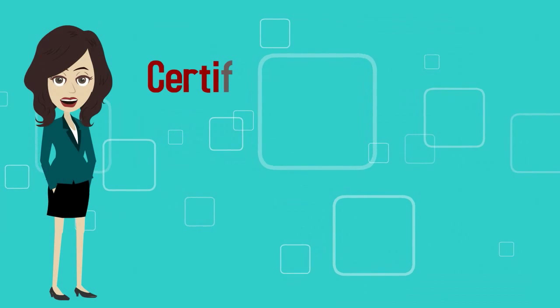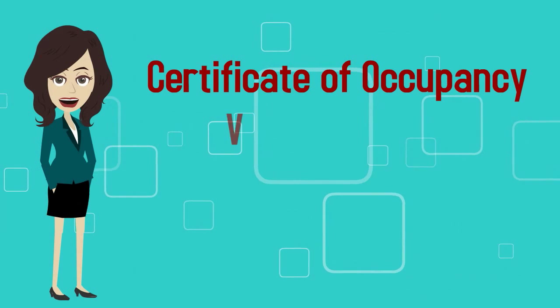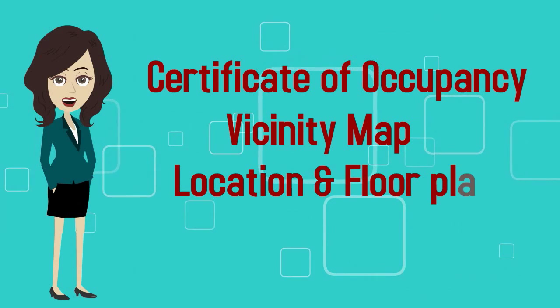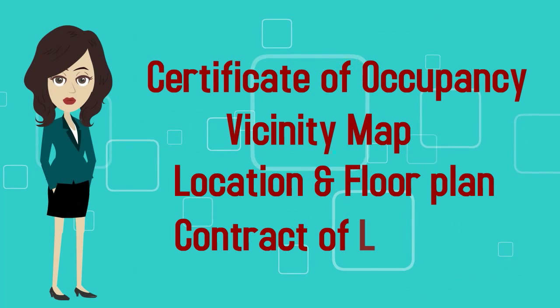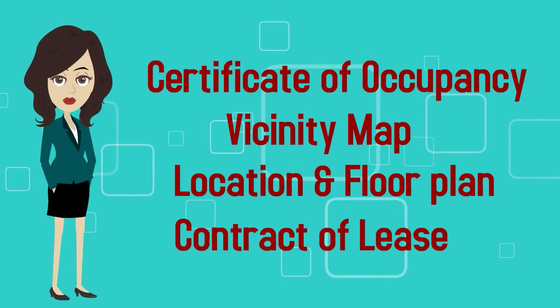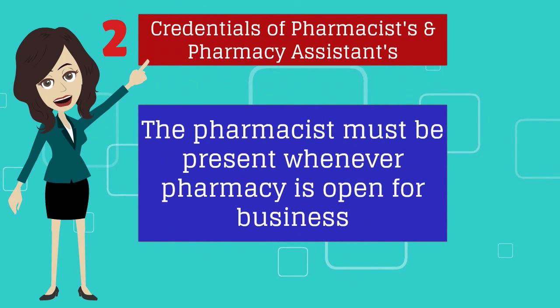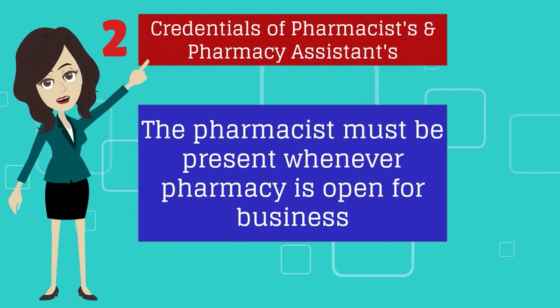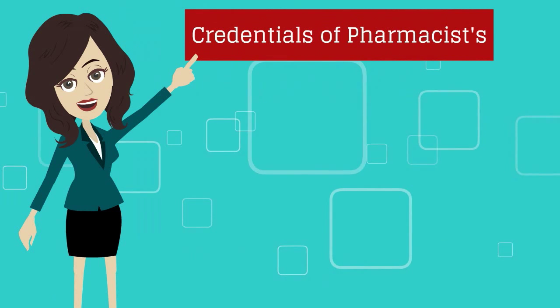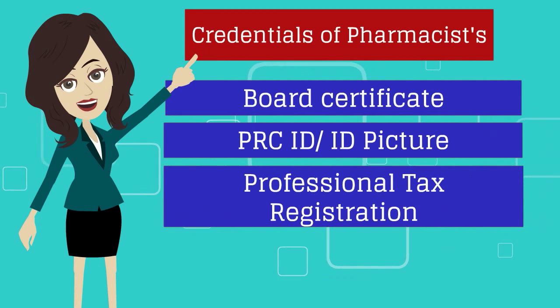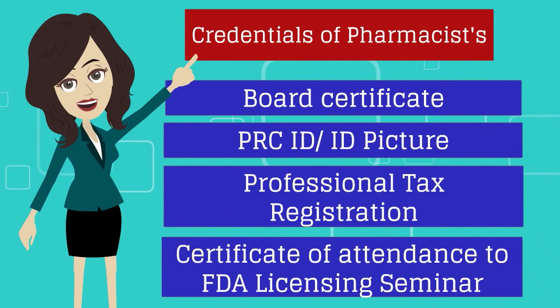Other documents to prepare during FDA visit are the following: the Certificate of Occupancy, Facility Map, Location Plan, Floor Plan, and Contract of Lease. Second category inspected is pharmacy requirements. The pharmacist must be present whenever pharmacy is open for business. In addition, board certificate, copy of PRC ID, PTR, ID picture, and certificate of attendance to FDA licensing seminar should be displayed visibly in the permit holder.